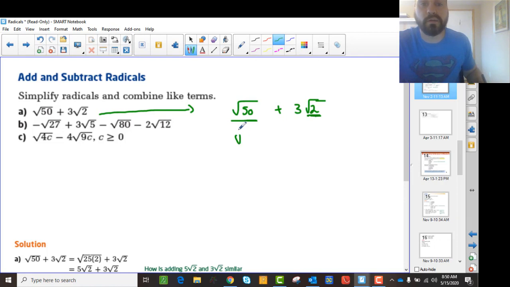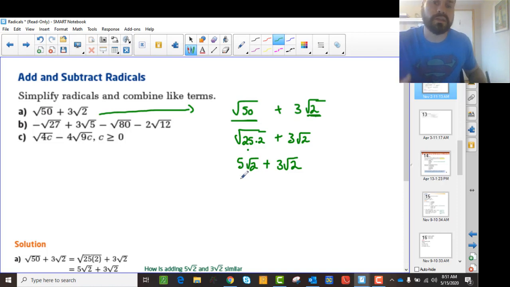So the square root of 50 I can write as the square root of 25 times 2. The square root of 2 I cannot reduce any further than it already is. The square root of 25 is 5, so it becomes 5 root 2. This is still 3 root 2. Now that everything is simplified as best I can, I ask: are there like radicals? Meaning, are there similar terms, maybe different numbers in front, but with the same index and the same radicand? And they do here, root 2 and root 2. So I add them together, 5 plus 3 is 8 root 2, and that's my answer.